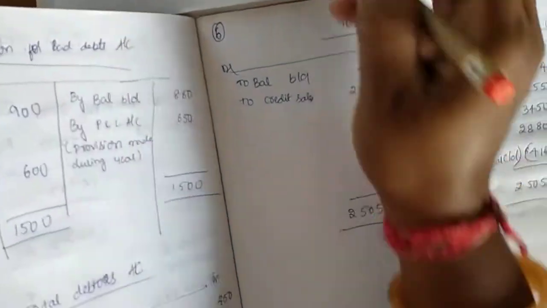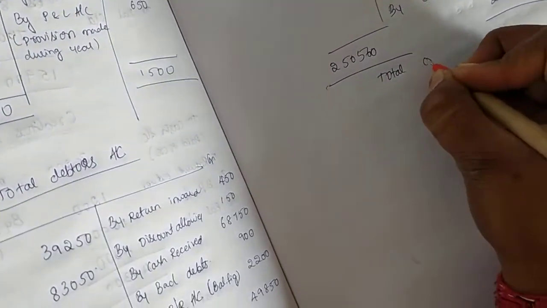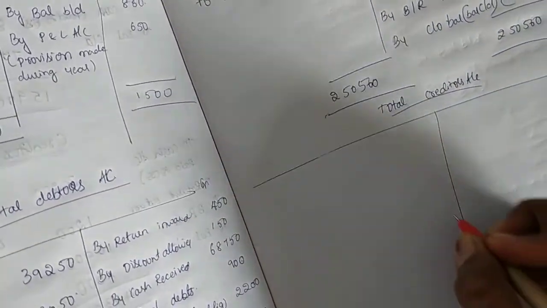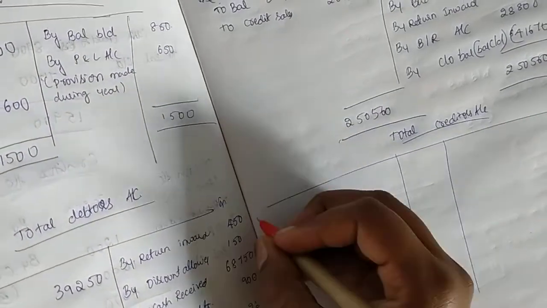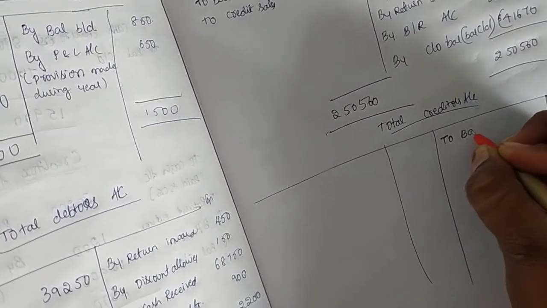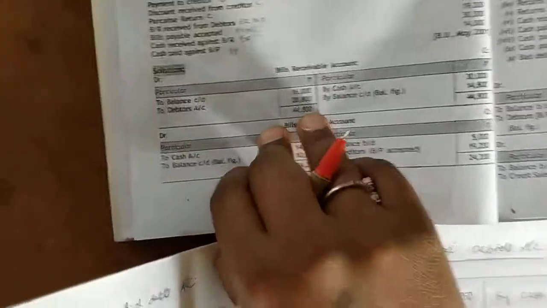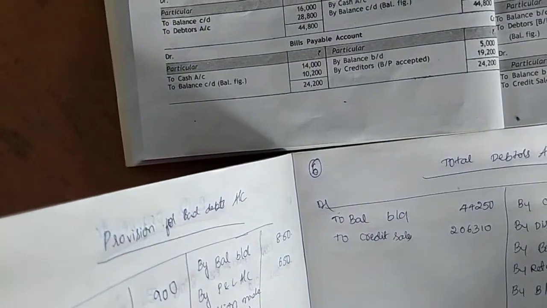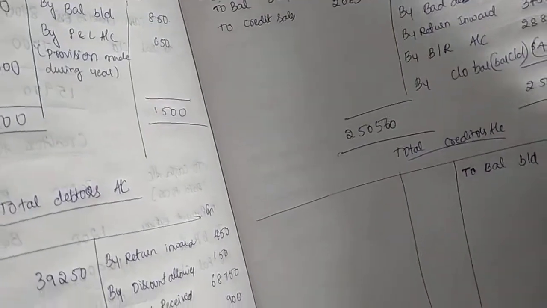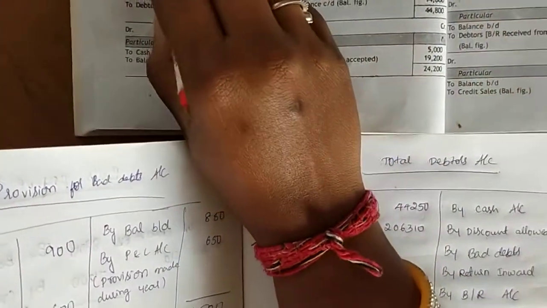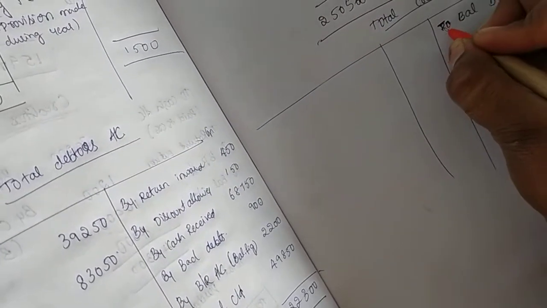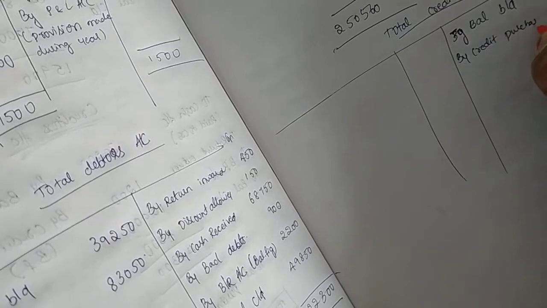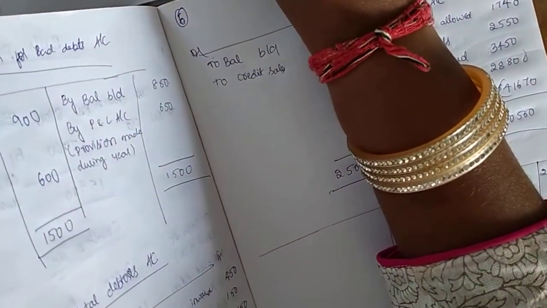Next is total creditors account. So here we have to write it to balance brought down. To balance brought down, how much is it? Opening balance 26,910. This is opening balance. So remaining, credit purchase is there. Sorry, by credit purchases 2,02,110.